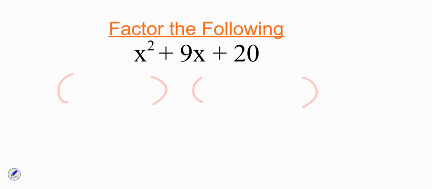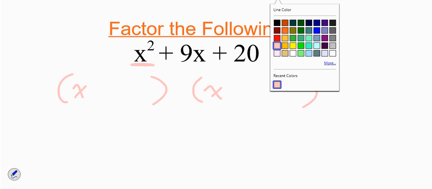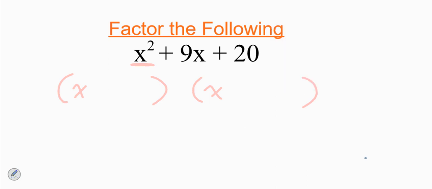And so what we're going to do is this. We're going to say, what times what gives me x squared? Or rather, what times itself gives me x squared? We would have an x, and we would have an x, because x times x equals x squared. True? True. All right, let's pick a different color, and let's talk about the other 2 terms. We've got a 20 here, and we've got a 9 here.